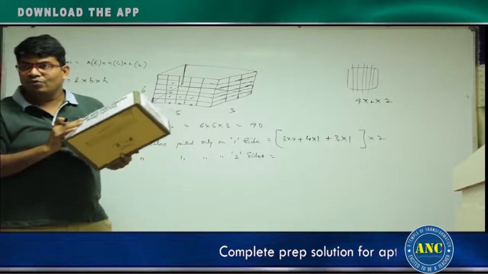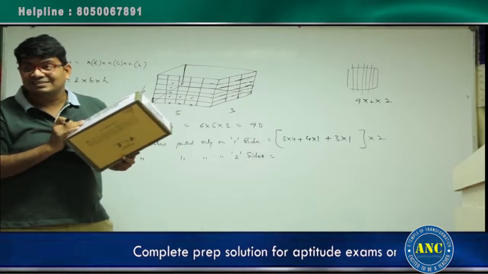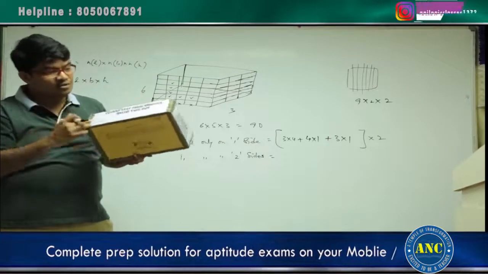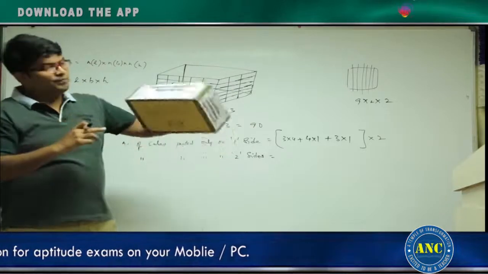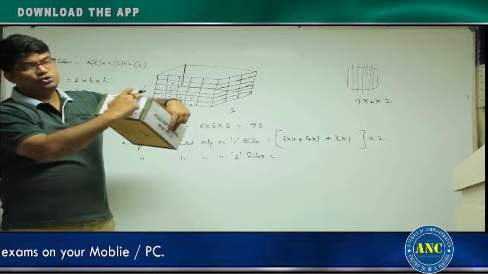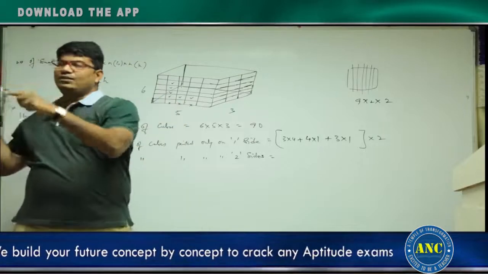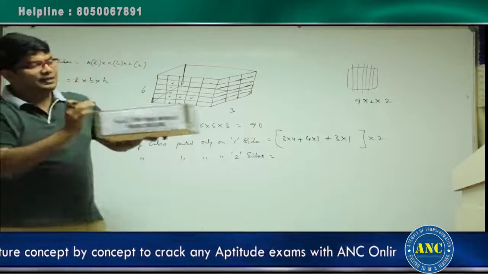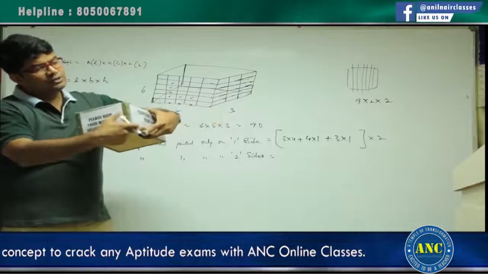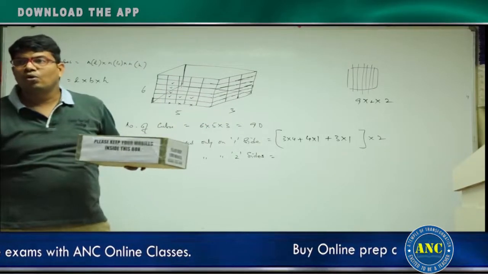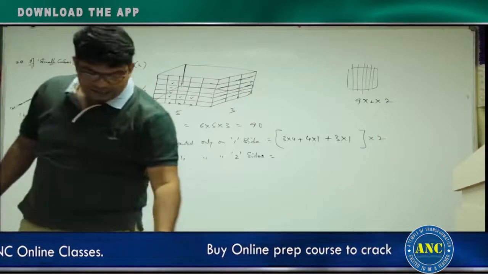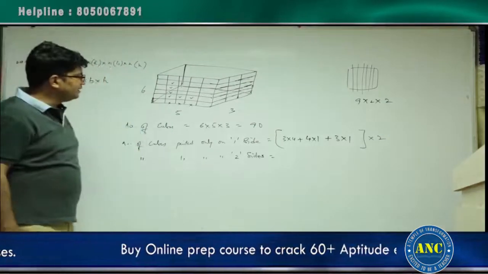Totally in any cube or cuboid, there will be 12 edges. Length has 4: 1, 2, 3, 4. Breadth also has 4: 1, 2, 3, 4. Height also has 4: 1, 2, 3, and 4. Yes or no? Yes. That's it. You have done the math. If you know the math, it goes like this.